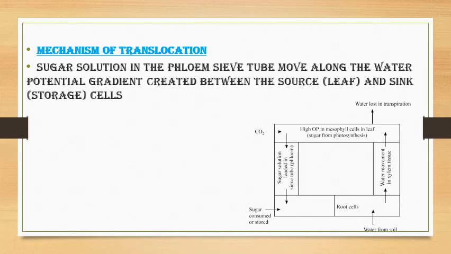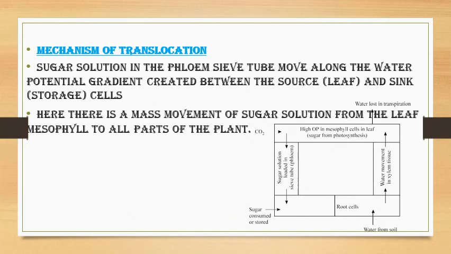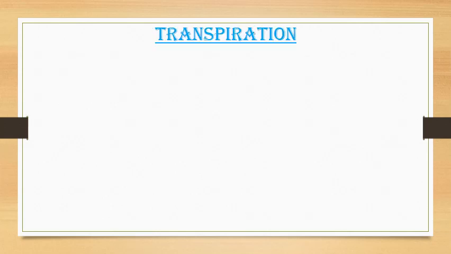Mechanism of translocation. Sugar solution in the phloem sieve tube moves along the water potential gradient created between the source and sink cells. Here there is a mass movement of sugar solution from the leaf mesophyll to the plant.